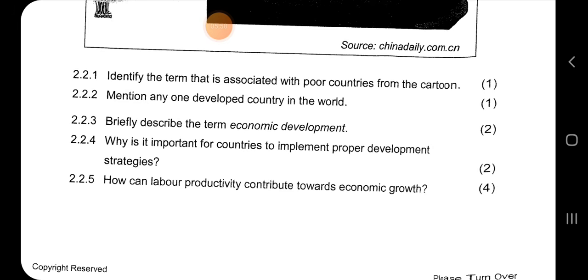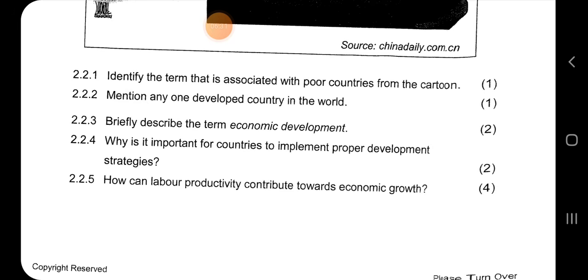Those are the countries that we recall when we think about countries that are developed. Okay, and then briefly describe the term economic development. What is economic development? When we say the economy of a certain country is developed. So economic development is a continuous improvement in the standard of living of the majority of the citizens. So if the standard of living of people in a country is continuously improving due to infrastructural development, creation of jobs, then that means the country is a developed country.